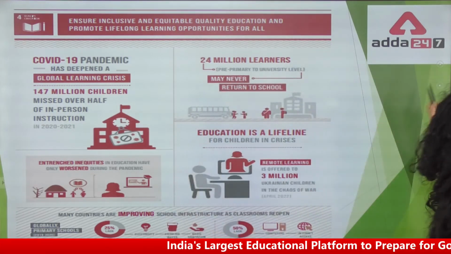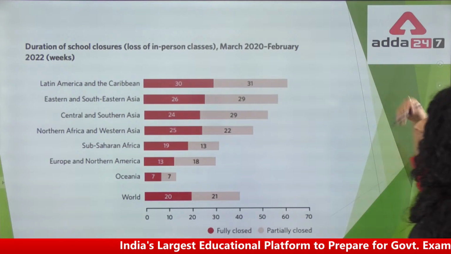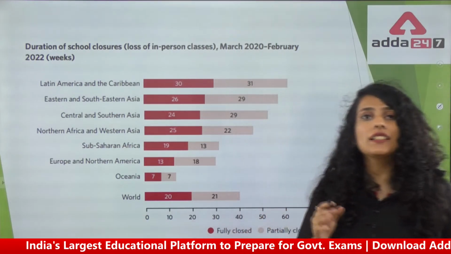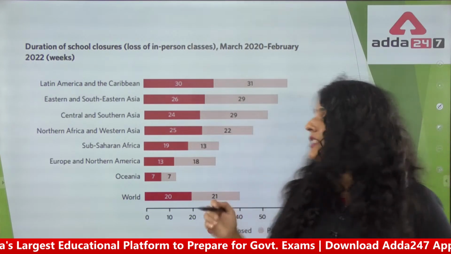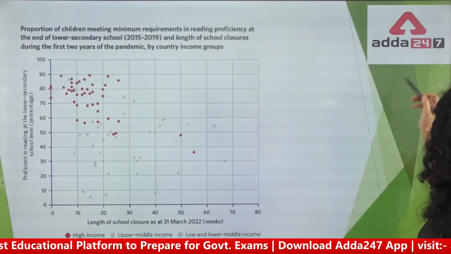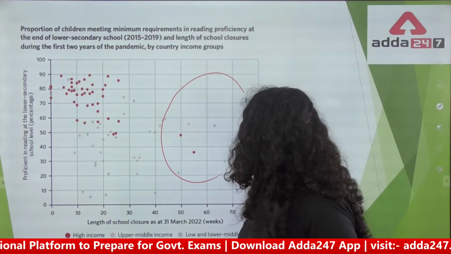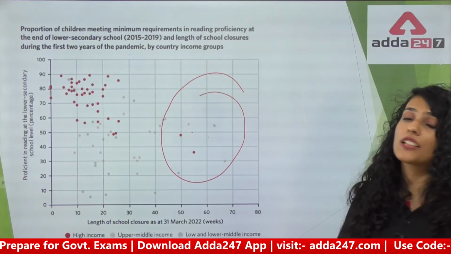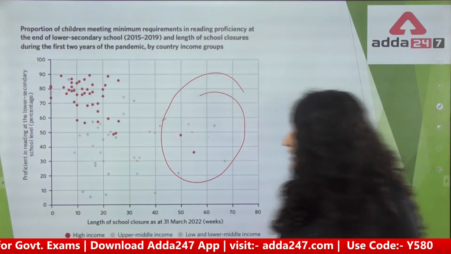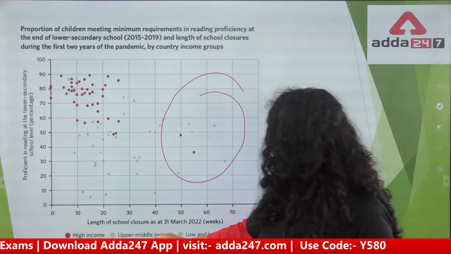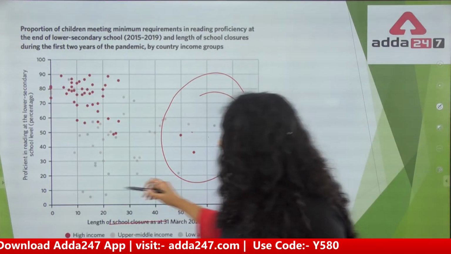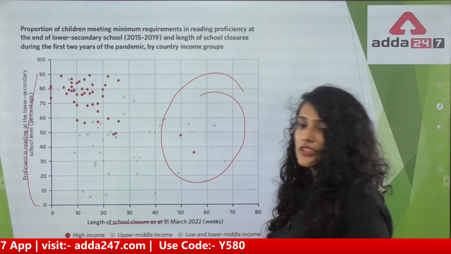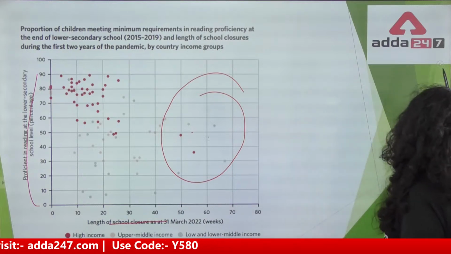Okay, and the countries where schools reopened were doing a little better, but there was a significant effect in learning outcomes. There was a significant effect in learning outcomes. As you can see, the length of school closures and the learning outcomes, this chart is basically showing an inverse relation.